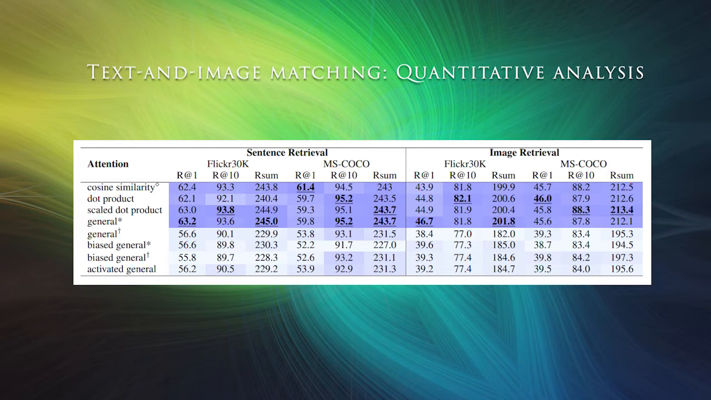The result table visualizes the trends with a heat map. The darker the color of the cells, the better the performance. As we can see from the table, the original calculation function, cosine similarity, achieved quite good performance. However, scaled dot product and general attention demonstrated a consistent superiority for both sentence retrieval and image retrieval on both Flickr 30K and MS-COCO. Comparatively, biased and activated general attentions produced very low results overall.